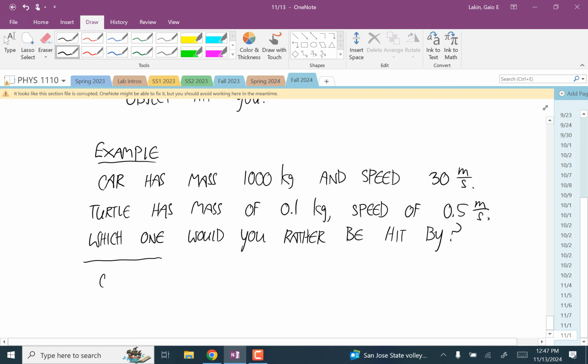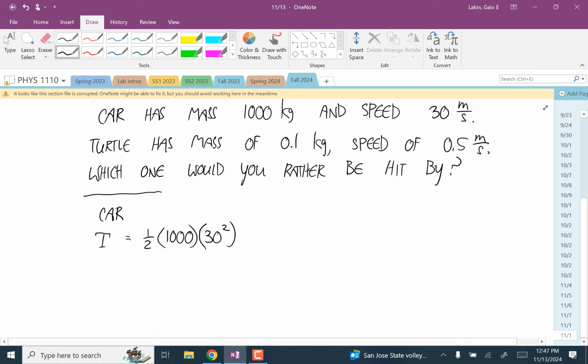Okay, so first the car. The kinetic energy is 1/2 times a mass of 1,000 kilograms times 30 squared. 30 squared is 900. Half of that is 450 times 1,000. So the kinetic energy of the car at this instant is 450,000 joules.